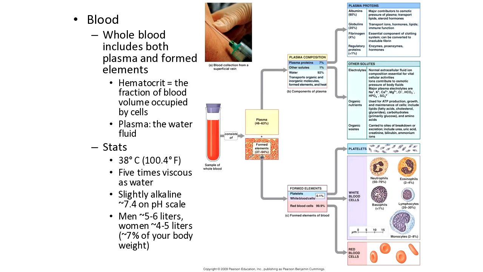Now, when I look at whole blood, it runs a little warmer than your body temperature. So we normally say human body temperature is 98.6 degrees Fahrenheit, which is about 37 degrees Celsius. Blood runs a little warmer, and that comes from a few different things. First, there's a little bit of friction. There's a little bit of energy and heat being generated from the fluid moving through pipes.